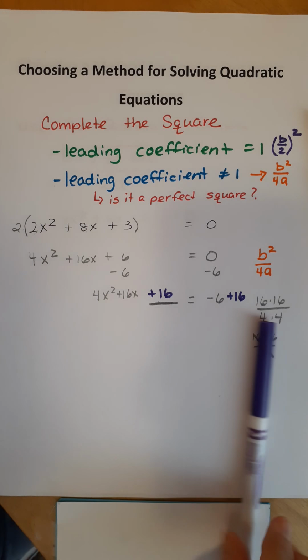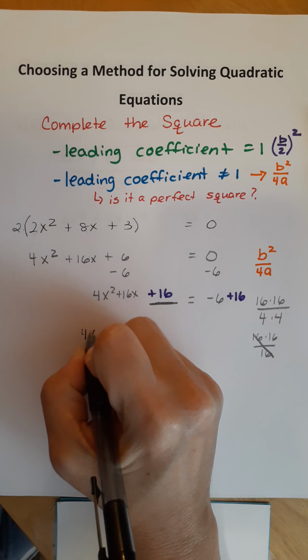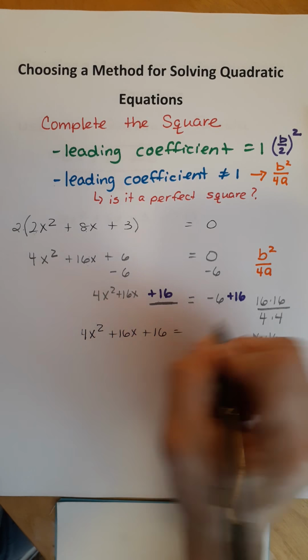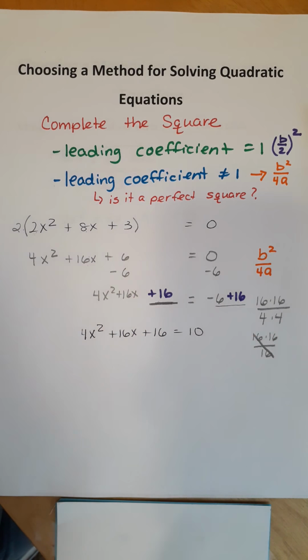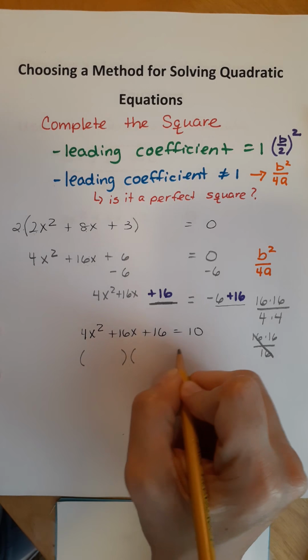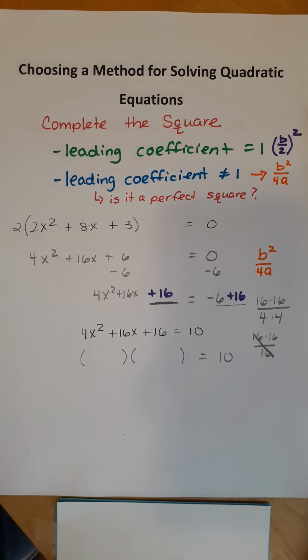And look what happens. I get 4x squared plus 16x plus 16 equals negative 6 plus 16, 10. Okay? Cool. Now we're ready to complete the square. And this 10, just leave it aside. Don't worry about it right now.